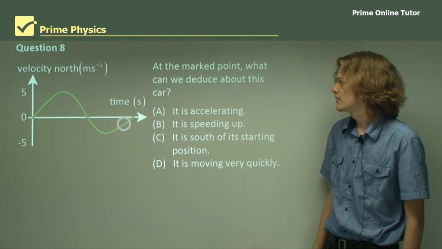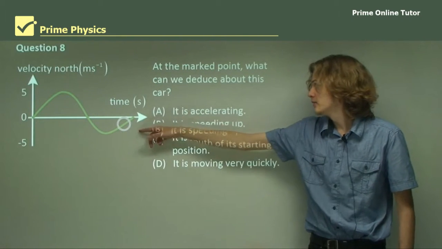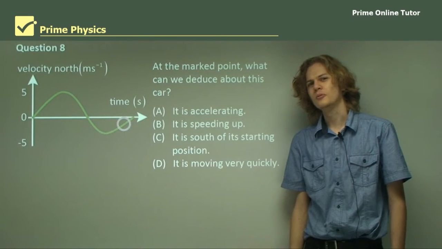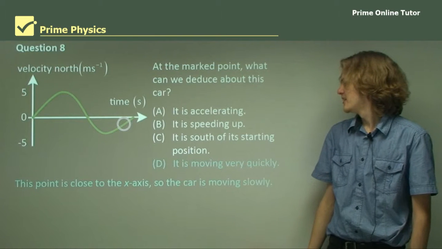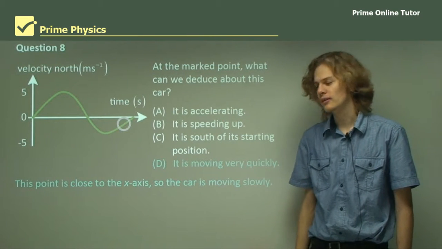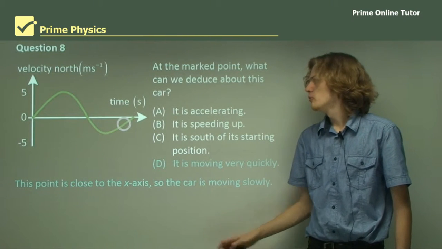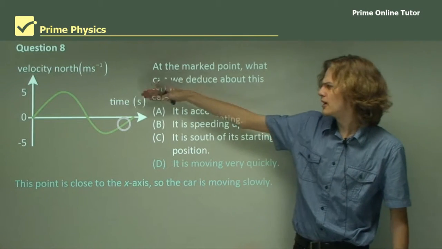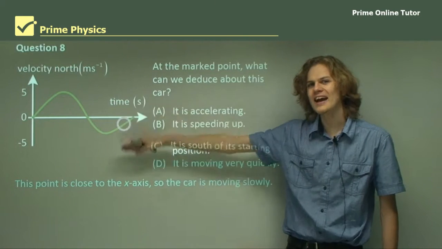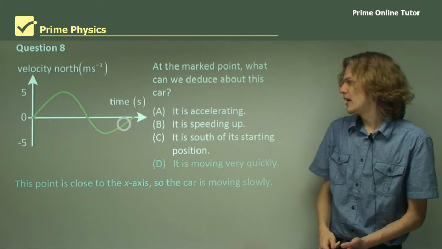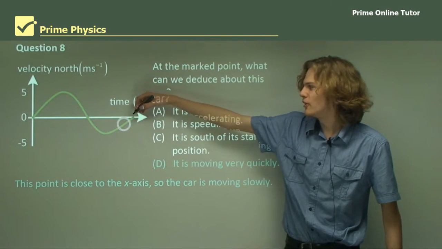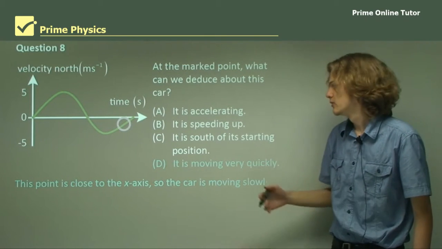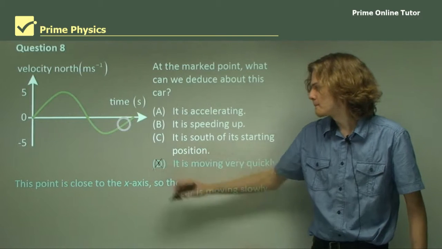Question 8. At the marked point, that is here, what can we deduce about this car? Well, let's go through the options, shall we? D. It is moving very quickly. Now, when we look at the velocity of a thing, we can say how far away it is from the x-axis. And so this marked point here is very, very close indeed to the x-axis. So in fact, the car is moving very slowly. So D can't be the right answer.